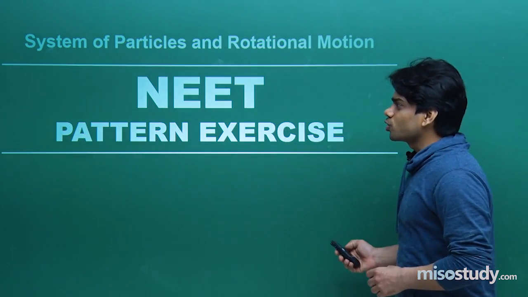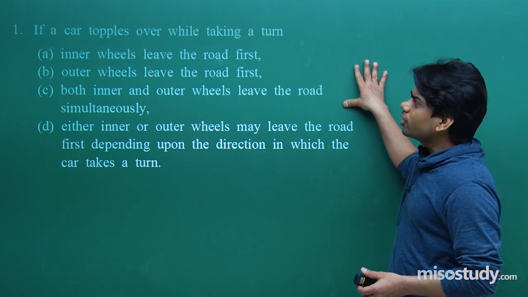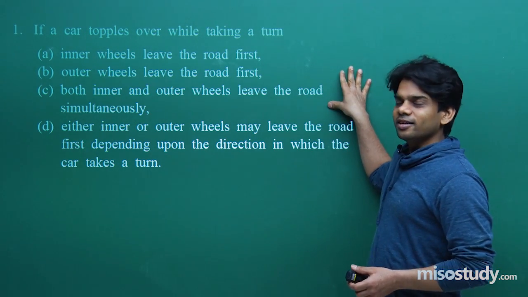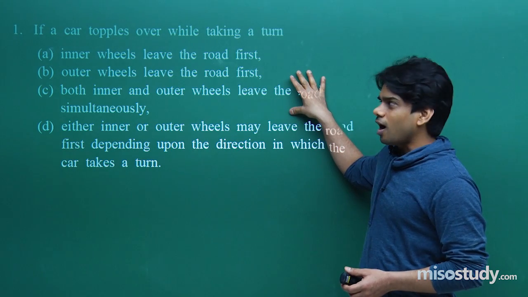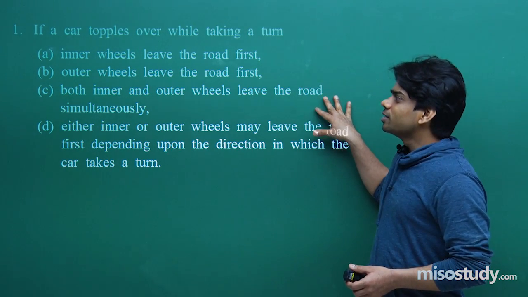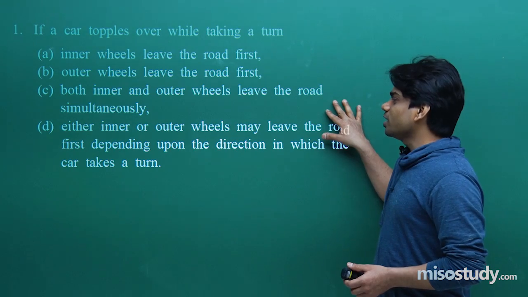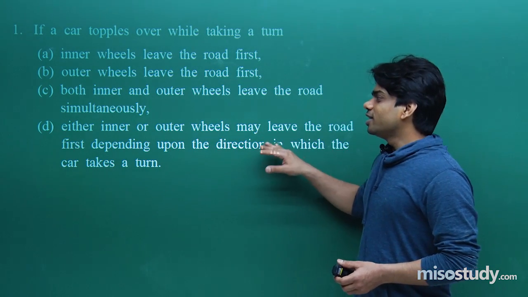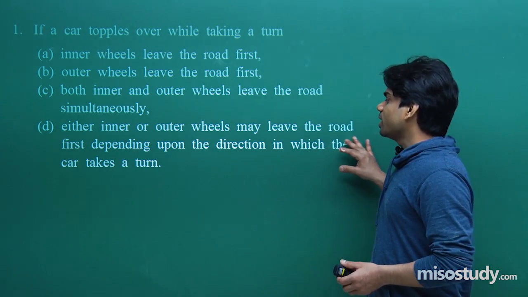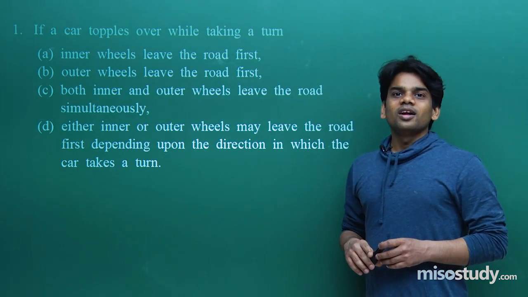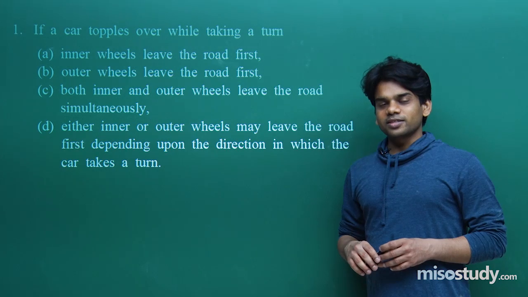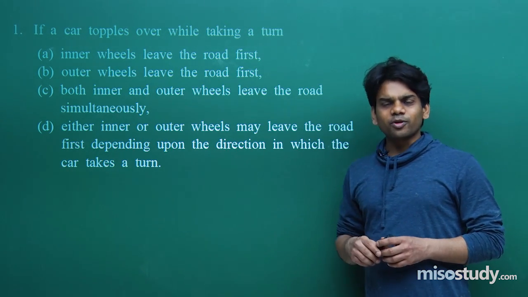Let's go ahead with the first question of the day. If a car topples over while taking a turn, A. Inner wheels leave the road first, B. Outer wheels leave the road first, C. Both inner and outer wheels leave the road simultaneously, D. Either inner or outer wheels may leave the road first depending upon the direction in which the car takes a turn.